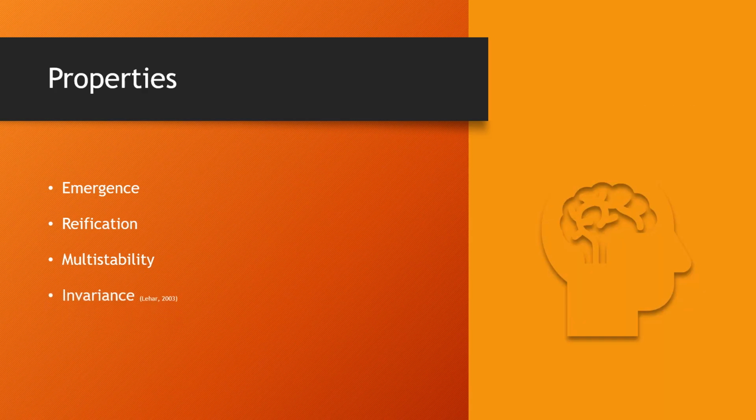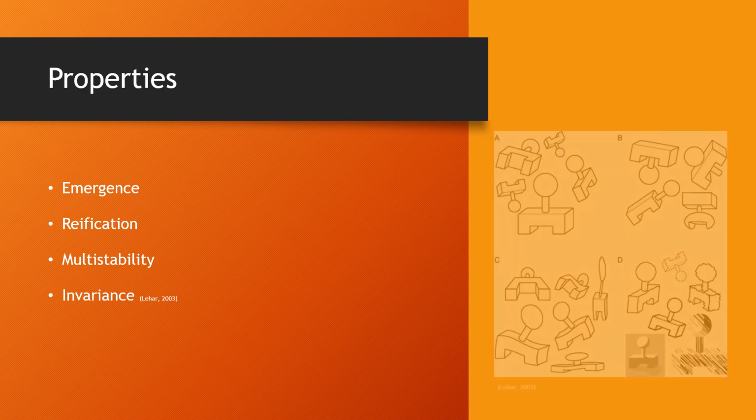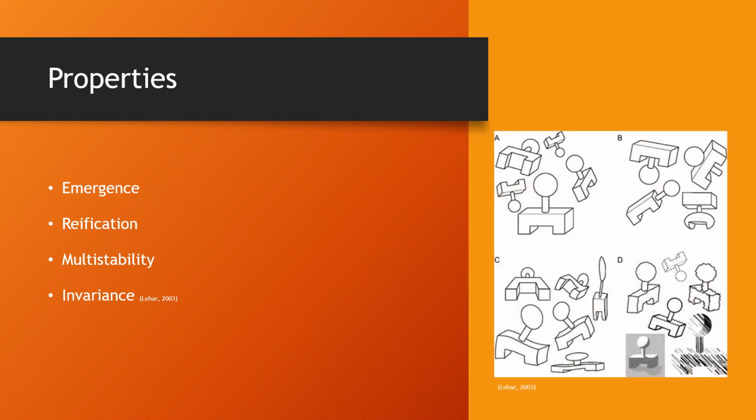Invariance refers to our ability to recognize objects as being the same even when they are distorted. For example, we can distinguish the objects in A, C, and D as different than those in B, even though A shows them in different positions and angles. C shows formations, and D shows different graphic components.